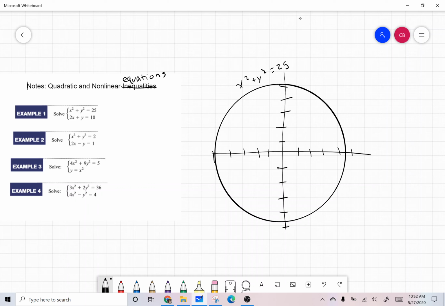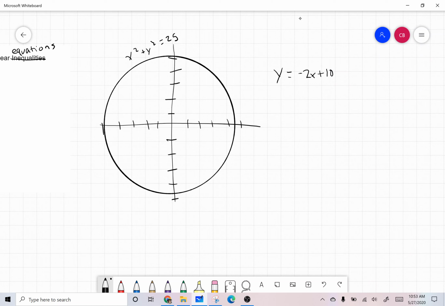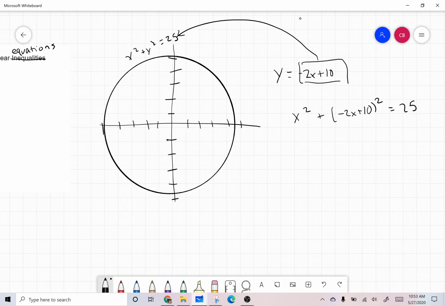Next, we have y is equal to negative 2x plus 10. Obviously, all I did was subtract 2x from both sides to obtain that. But I don't think that this is actually going to reach the other thing. So let's look at this algebraically. If we have y is equal to this, we can plug that in. We have x squared plus y squared, which is negative 2x plus 10 squared, is equal to 25. I've just substituted this value into this equation for y.